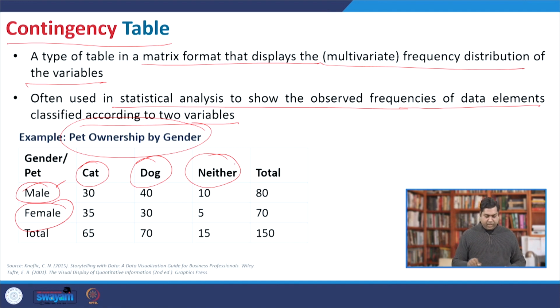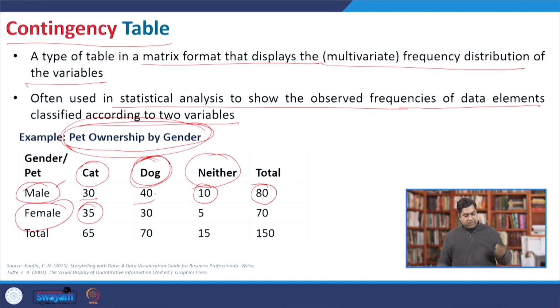So, in this case how to read it? If we read it about the dog, definitely the males have higher ownership compared to females, whereas for cats the females have slightly higher numbers. In this particular study, a total of 80 male persons were interviewed about pets, and out of that 10 said they do not have a pet, and then they have 30 cats and 40 dogs.